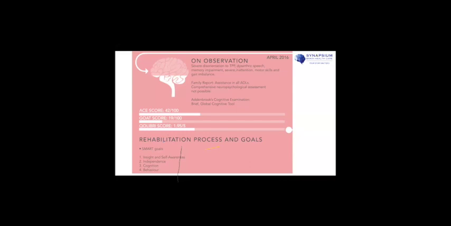So the ACE is the Addenbrooke's Cognitive Examination. It's a global screen and has a little bit of every cognitive domain, sort of. So orientation, remote memory, language skills, naming skills, also the ability to encode and recall information.